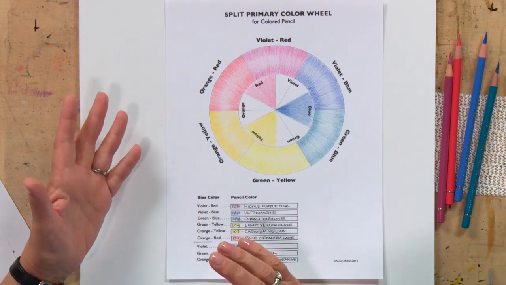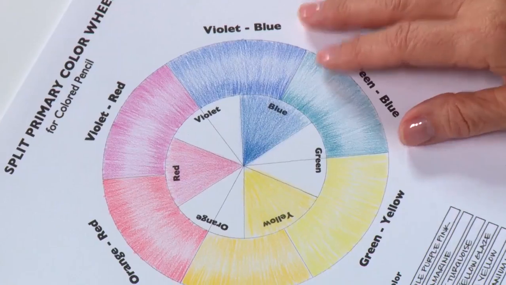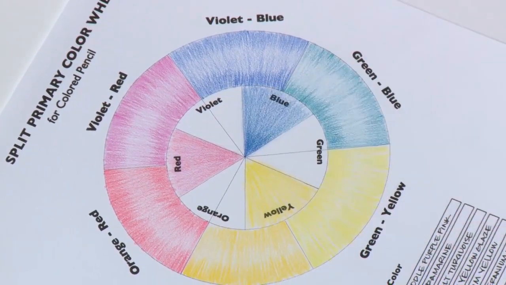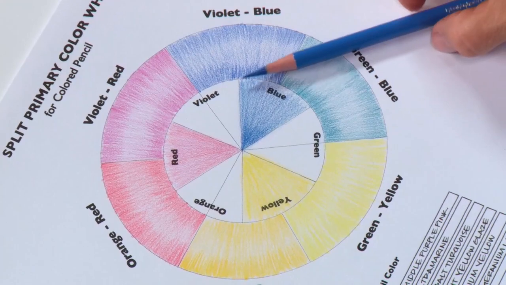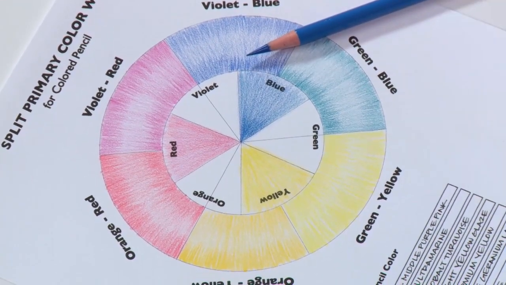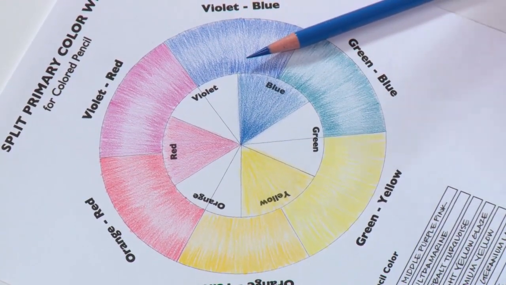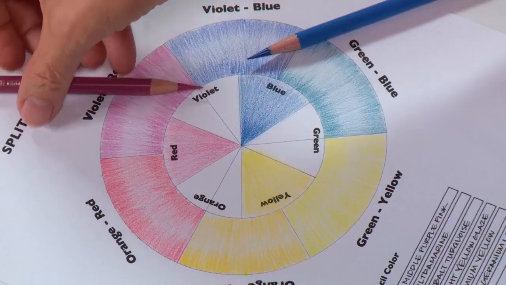We'll mix up some secondary colors. A secondary color is a combination of two primaries. In the case of the violet color, we're going to be looking for the blue that is most likely to give us a good violet. That would be violet blue. And the red that will give us a good violet, violet red. Those two are going to make a really nice violet color.